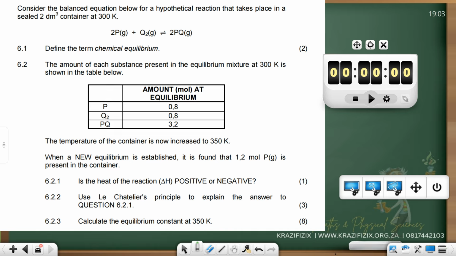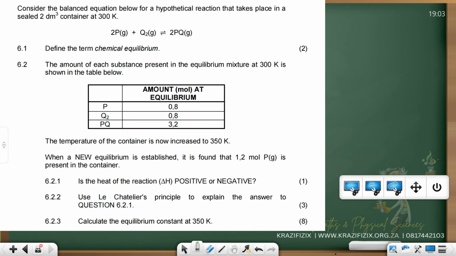All right, guys, let's quickly answer this together. Consider the balanced equation from a hypothetical reaction that takes place in a sealed, closed 2 dm³ container. If it's not closed, we cannot have equilibrium. Define the term equilibrium. You see all the definitions are there, right? There are two definitions of chemical equilibrium.